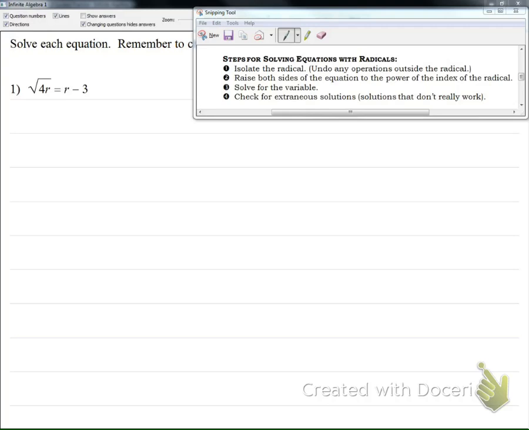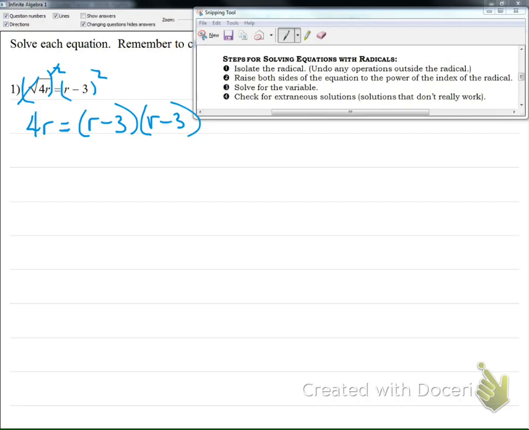The second step says you need to raise both sides to the power of the index of the radical. Our radical is a square root, so our index is 2, and we have to raise both sides to the power of 2. Let's see what we get when we do that. The square of the radical cancels out the radical on the left-hand side, so you just have 4r. Now on the right-hand side, look what we have here. We have a binomial, r minus 3, that's squared. Remember what you do when you have a binomial square? You need to write it out or expand it.